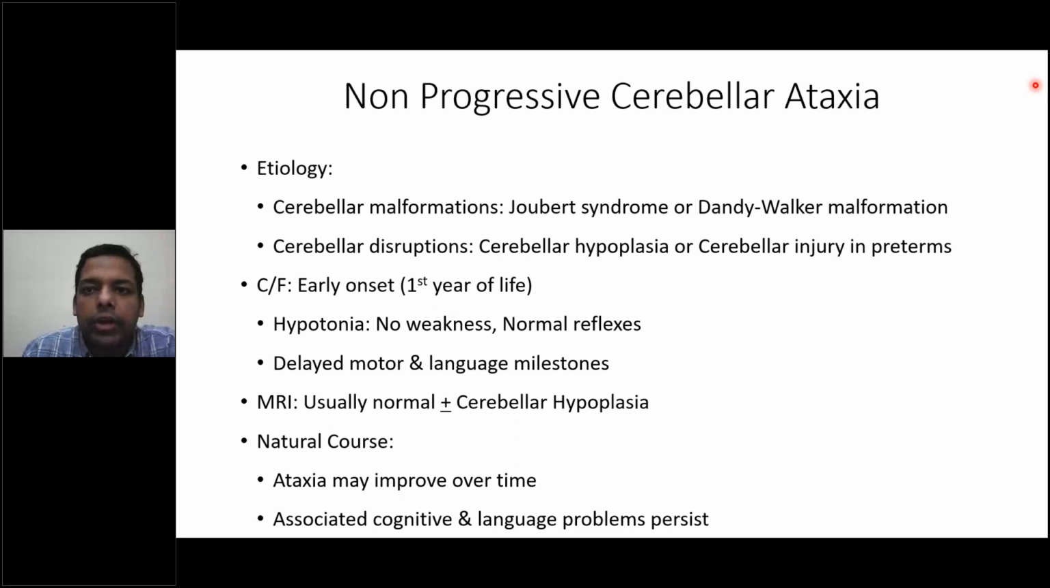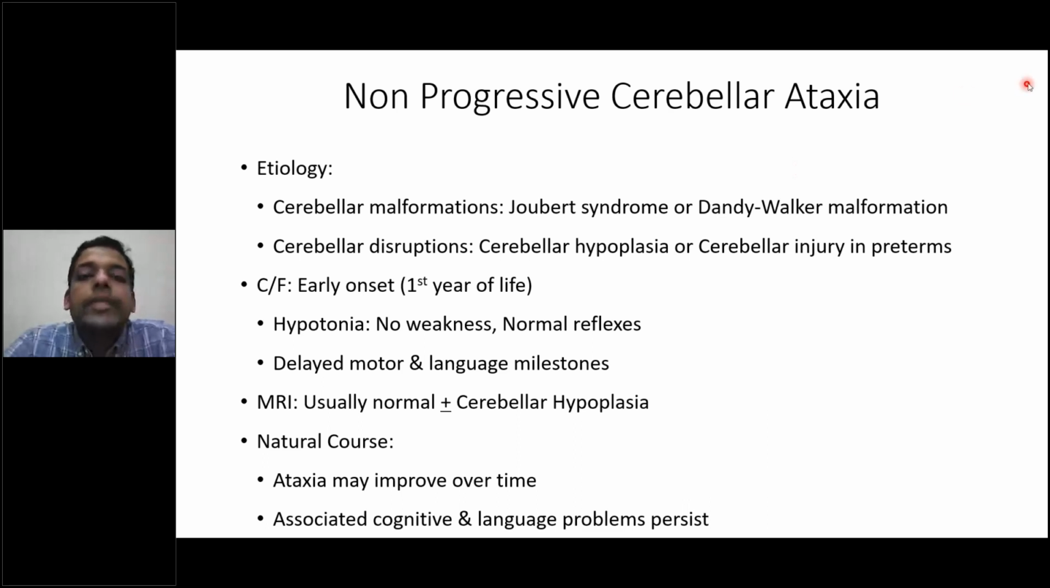My audio got disconnected. Yeah, but I believe I'm audible again now. Yeah, so the characteristic clinical feature here. Sorry, I was just checking on my connection.